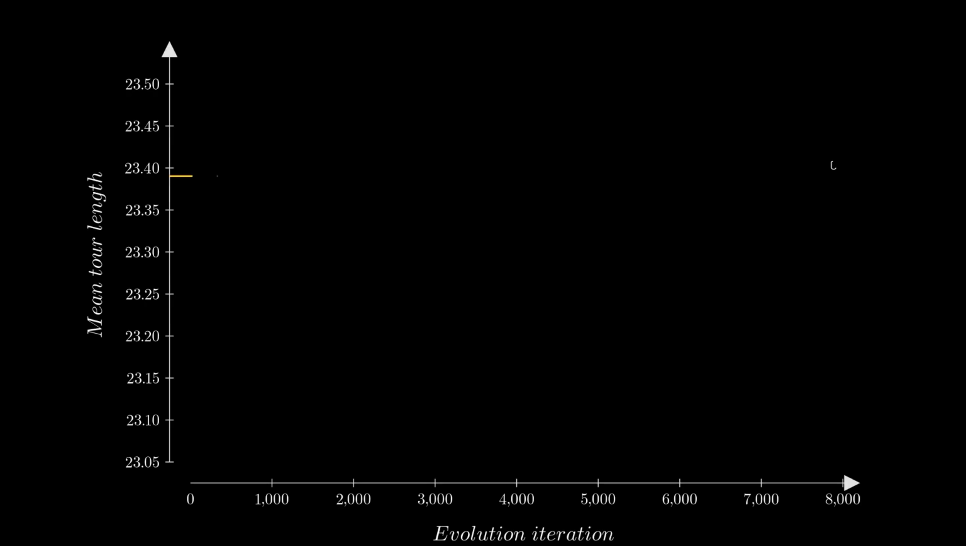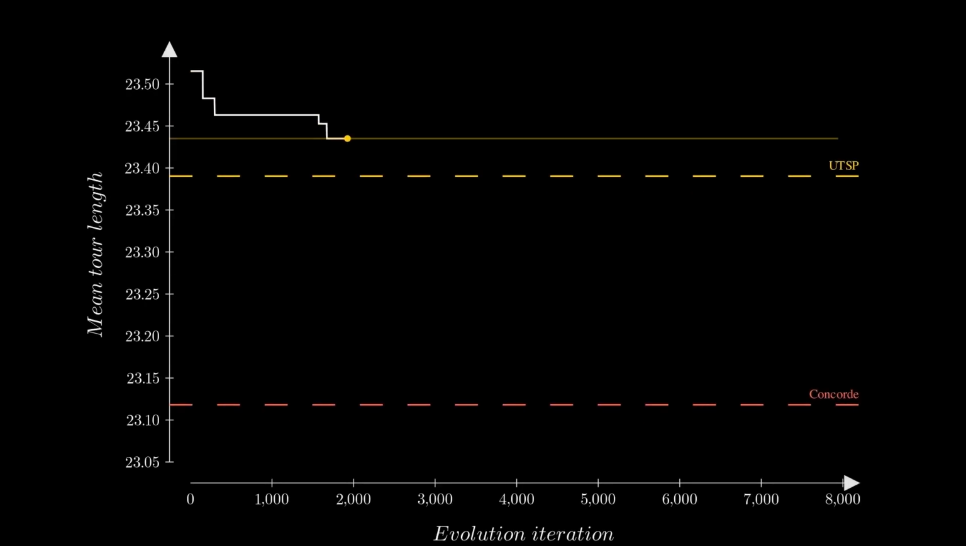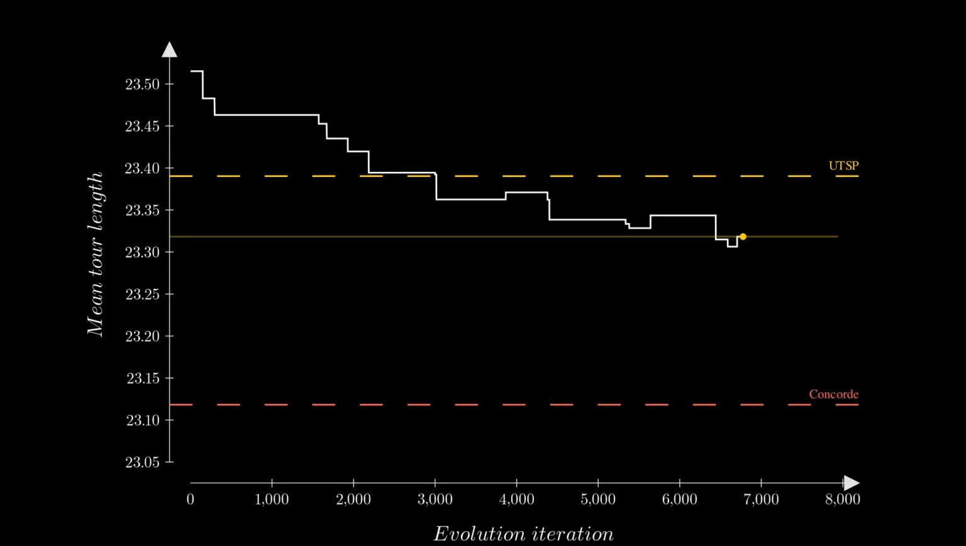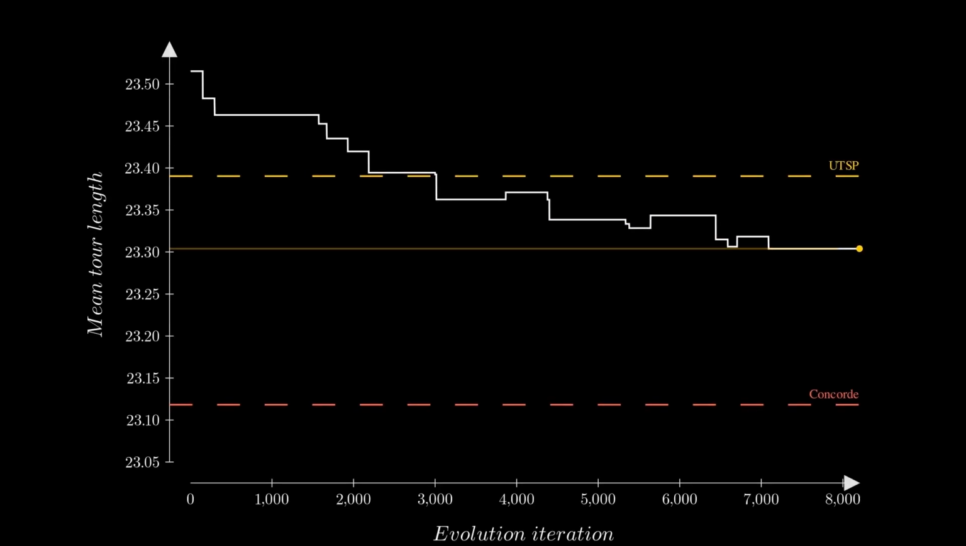The current state-of-the-art, Yimeng Min et al.'s UTSP solver, achieves an average tour length of 23.39 on 1,000 node instances. Our evolution ran for nearly 8,200 iterations over about a month, with most of the time spent evaluating candidates in parallel on a 12-core CPU.